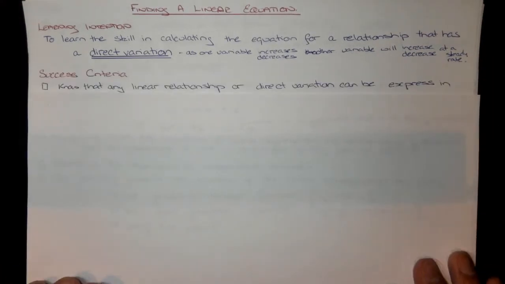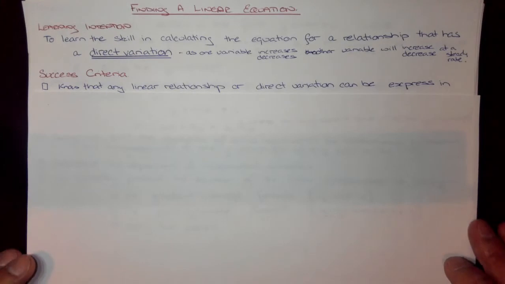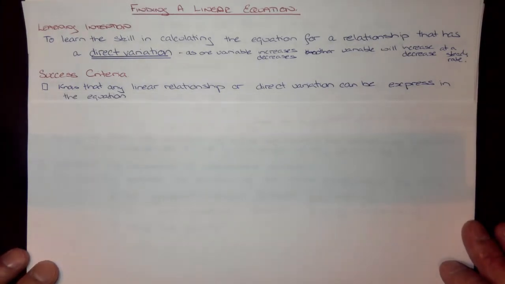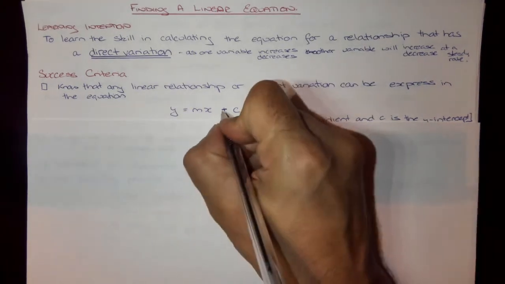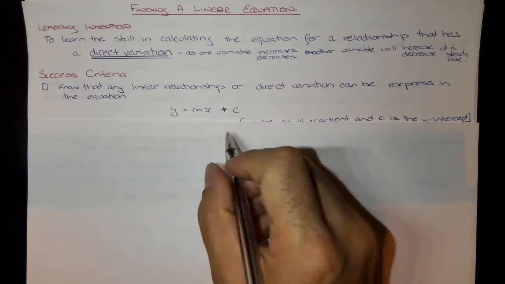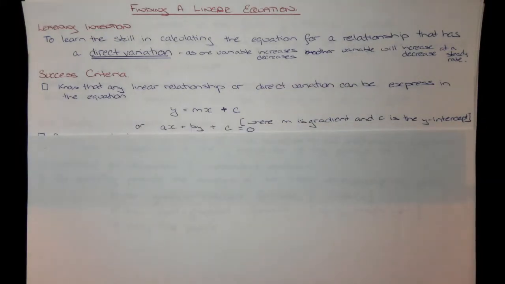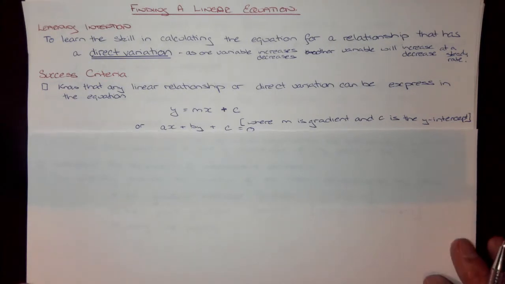Okay. So some of our success criteria, we need to know that any linear relationship or direct variation can be expressed in an equation. And the equation could be y equals mx plus c. Now, some of you may have learnt this as y equals mx plus b. The plus c or the plus b really doesn't matter. It's just plus a constant. And the constant is going to be the y-intercept. And the m is going to be the gradient.